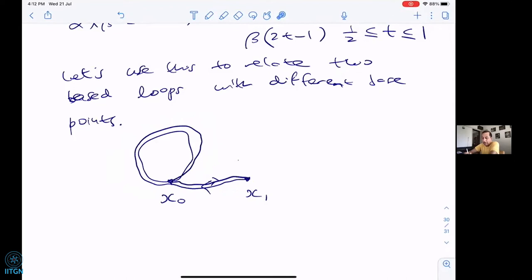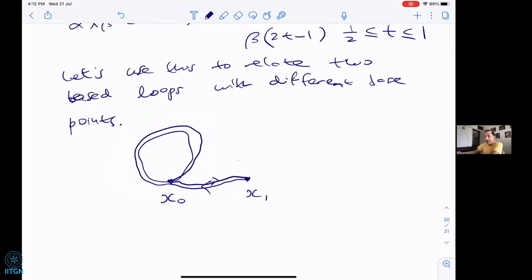I can now free up this point. It's no longer a base point of my new loop. Okay. So in this way, this is an intuitive description. Now I'll write the formula. I can take a base loop with a base point x0 and I can define a new one with a base point x1.